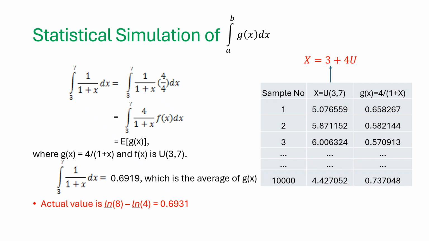On the right side you can see the calculations done in Excel software. Very easily you can do it in Excel. I generated the sample from uniform 3 to 7, which I call the x variable. Then g of x is computed as 4 by 1 plus x, and take the average of g of x. That is shown as 0.6919. You can see how it matches with the actual value.